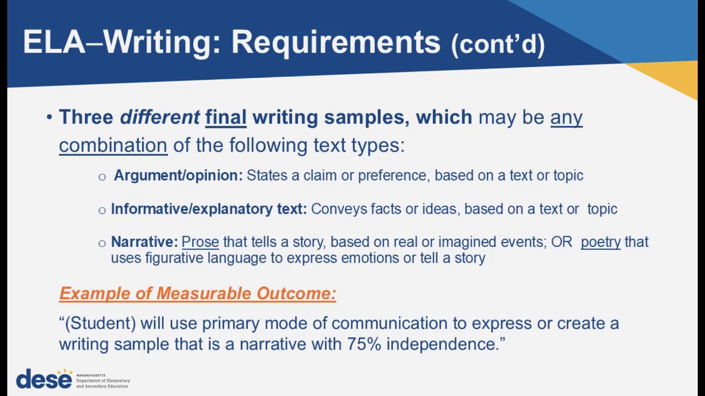Now, where I have it highlighted, that will change according to the text type you choose. You may do any of those text types. You can do all 3 final samples in the same text type if you'd like, but perhaps you're working on opinions and you want to do an opinion one, but then later you're working on a narrative. You can change and have 2 be on a narrative and 1 be on opinion.